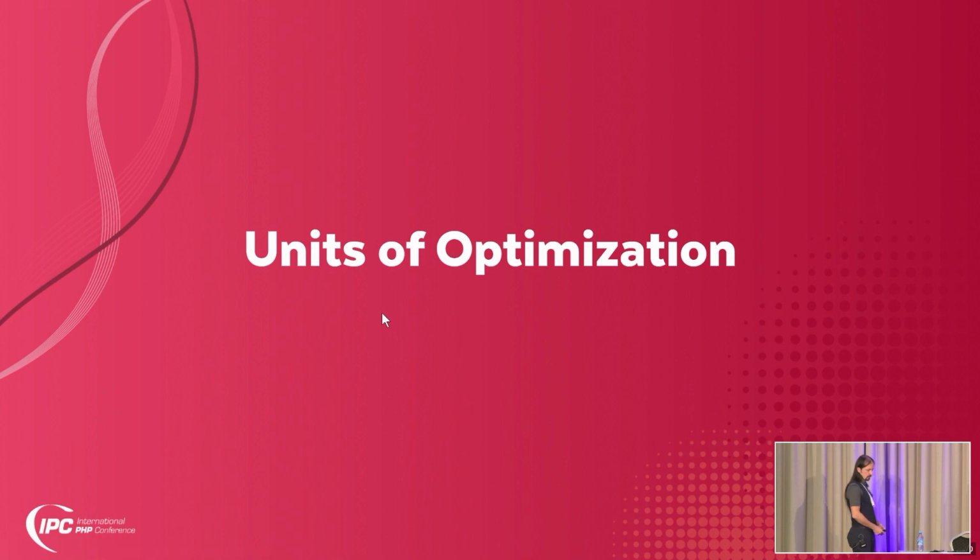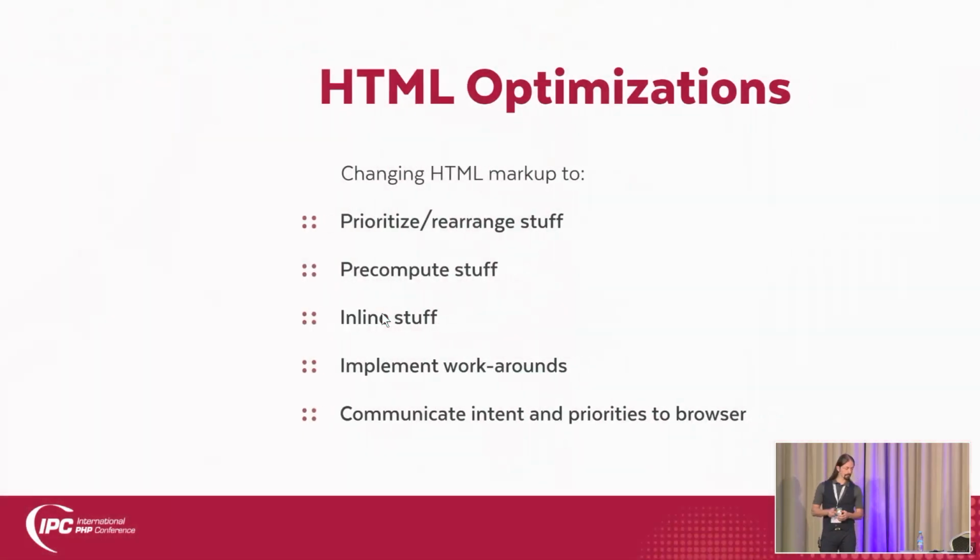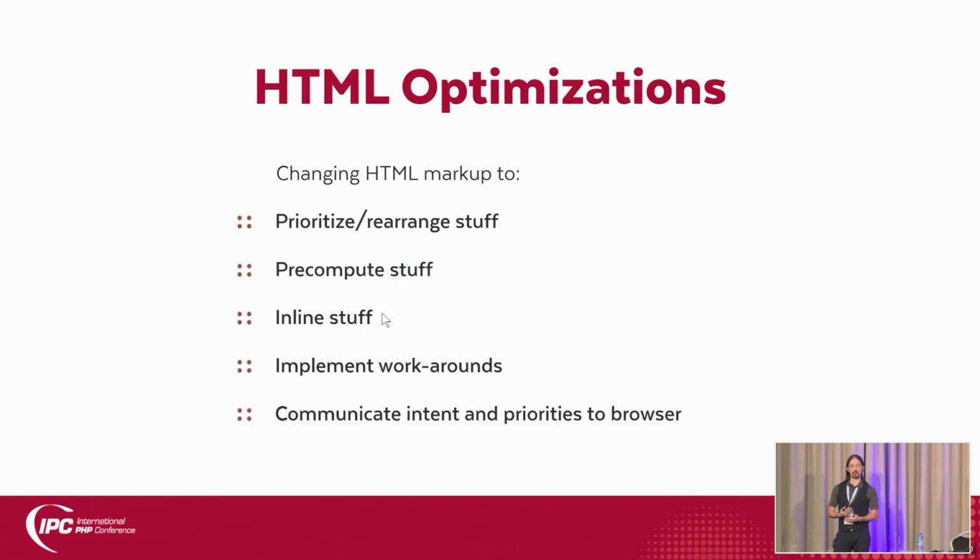So with that out of the way, let's talk first about the three main units of optimization that you're dealing with in PHP on the server. First of all, we have the HTML optimizations, optimizations of the actual markup. So what you're sending over is a page of HTML, and there's a lot of things you can do on the server side. You can rearrange stuff. You can change the prioritization of when what happens, which allows you to decide.